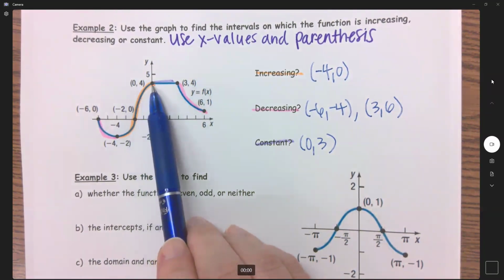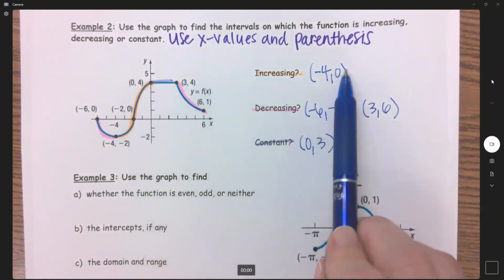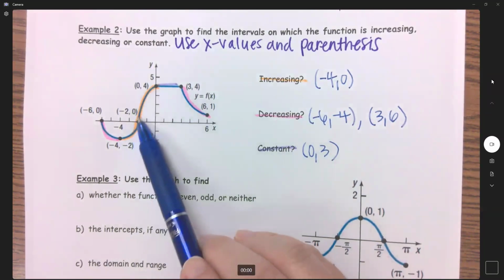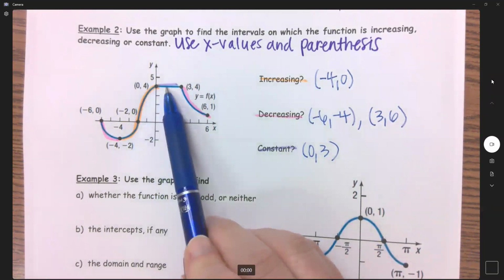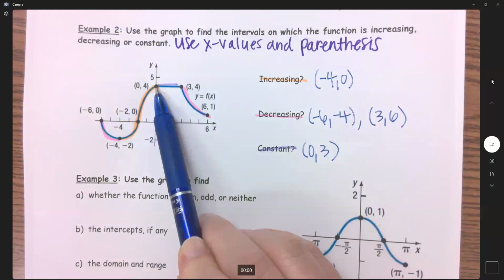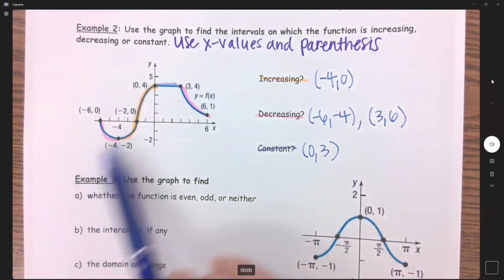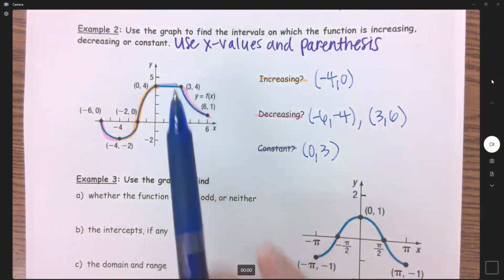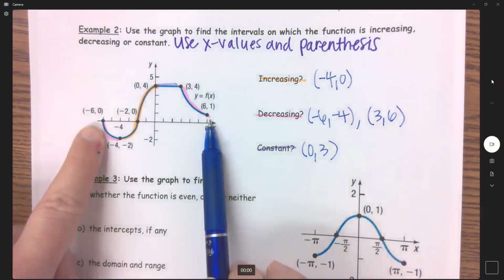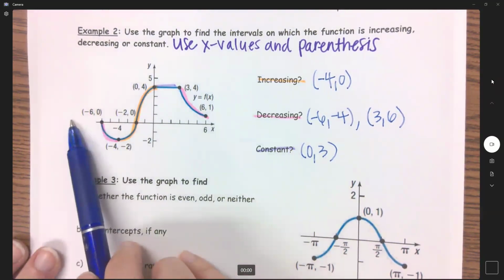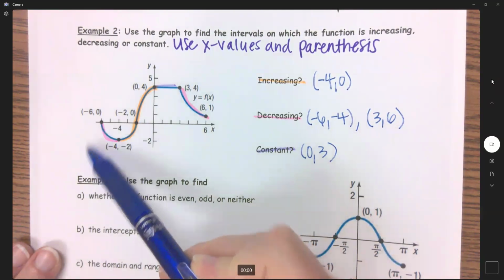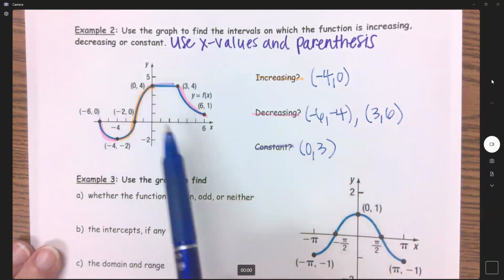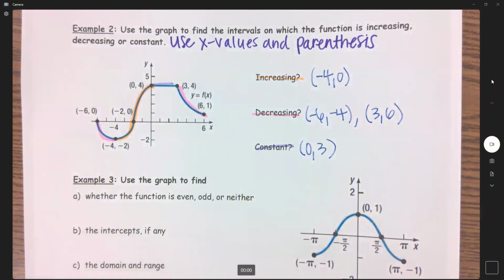Same thing here at 0, I'm using parentheses at both of those zeros because where it is changing from increasing to now constant, I can't say if it's in the increasing or the constant category. And the same thing here from constant to decreasing. I can't say what's happening at exactly 3. And then we're also not including those endpoints because I don't know what's happening beyond 6. Is it turning around? Is it going constant? Is it going to continue to go up? And same thing beyond. Okay, so always parentheses and always x values.